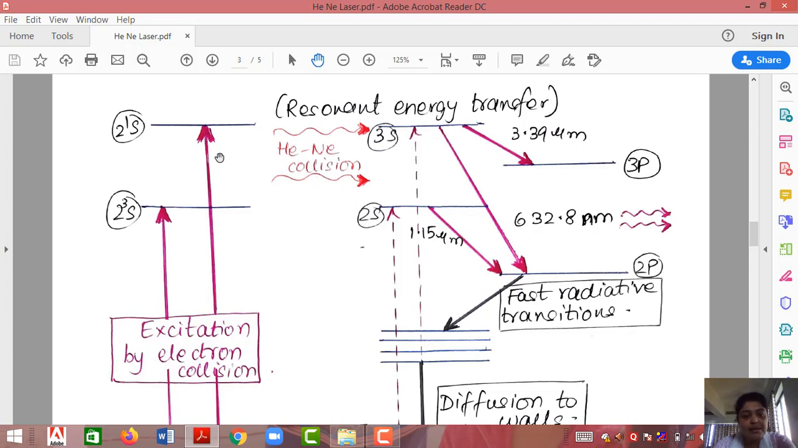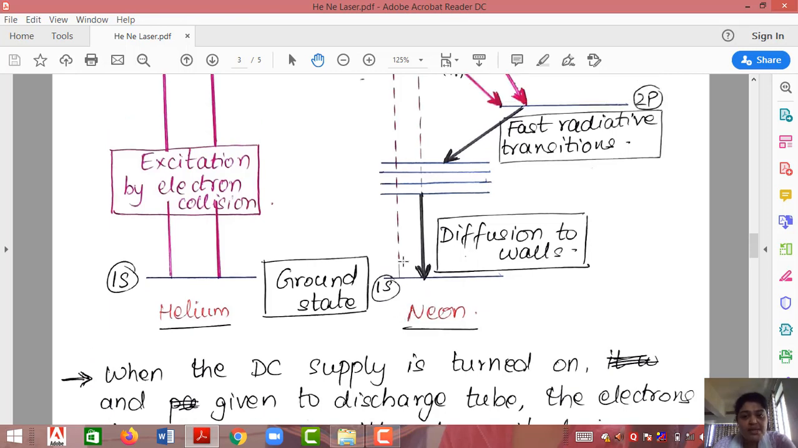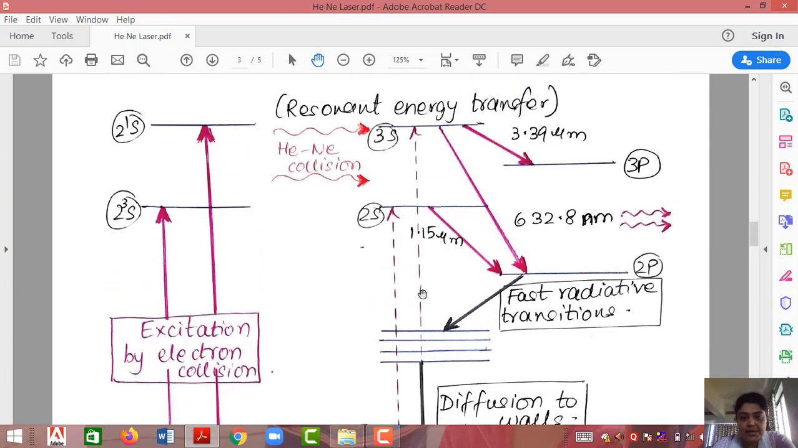So just see the energy of helium atoms. This energy of helium is transferred to the ground state of neon atoms. Because the mass of helium is less and its proportion is more, helium excites first, and then in turn these helium atoms excite the neon atoms. When you say excite the neon atoms, it means they push these neon atoms from ground to excited state. So neon also moves to two different excited states, 2s and 3s, both of which are excited states of neon atoms.